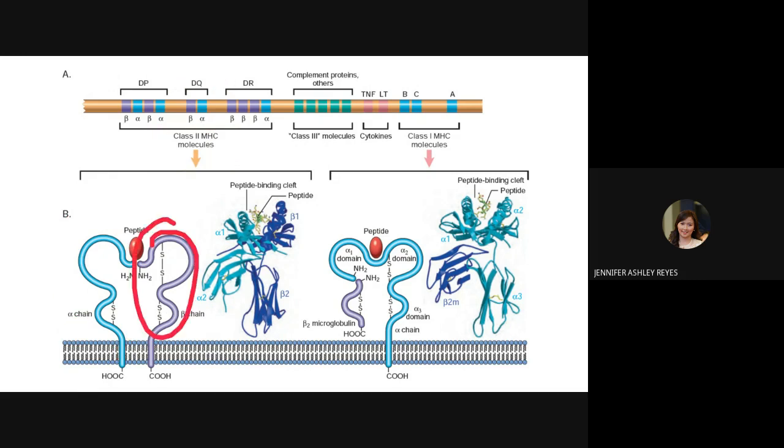And beta chain. So both of these parts are polymorphic, and the extracellular portions of these alpha and beta chains have two domains: alpha 1, alpha 2, and beta 1, beta 2. The structure of these class 2 molecules is similar to class 1 because they have peptide binding clefts that face outward. But here, it is the interaction of the alpha 1 and beta 1 domains.